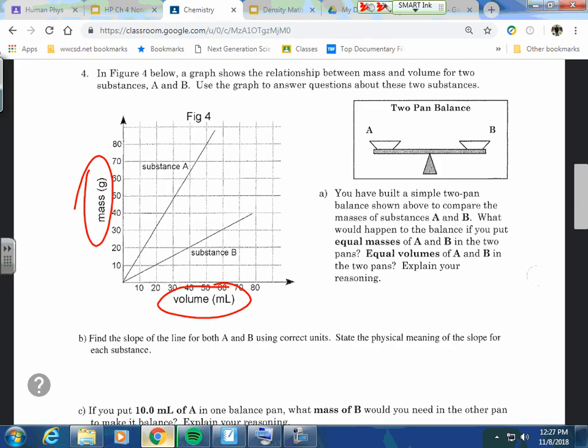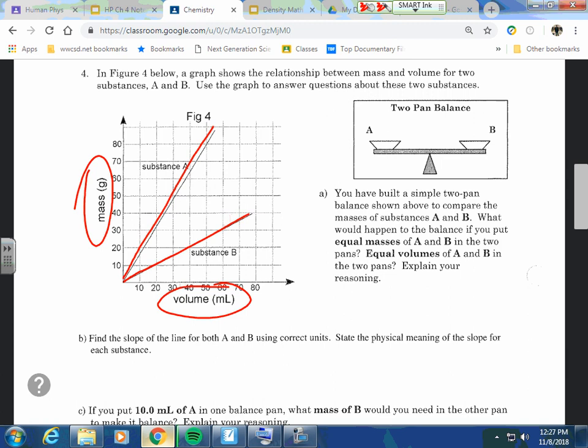All right, so we've got substance A. Can you just tell by looking at them which one has a higher slope? A has a higher slope, so A would have a higher density, right? Okay?